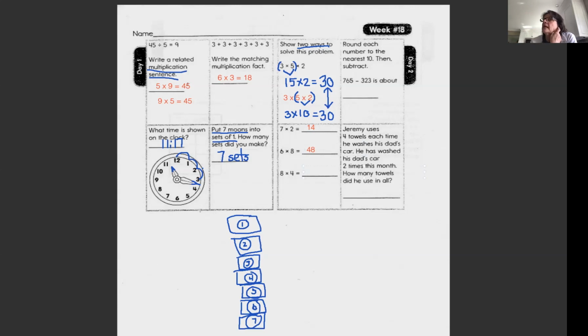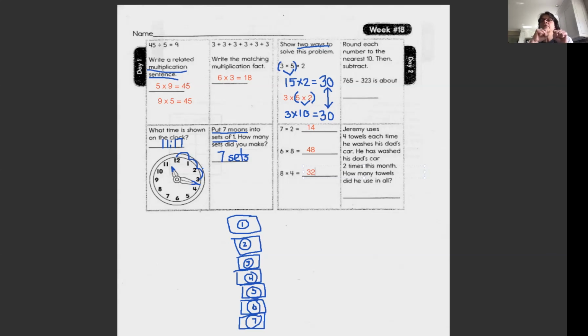And the last one is 8 times 4. So you can skip count by 4 8 times, because we can read that as 8 groups of 4. Or you could skip count by 8 4 times if you were just to reverse it. So let's skip count by 8 again, 4 times. So 8, 16, 24, 32. Our answer is 32. If we did skip count by 4 8 times, we should get the same answer.